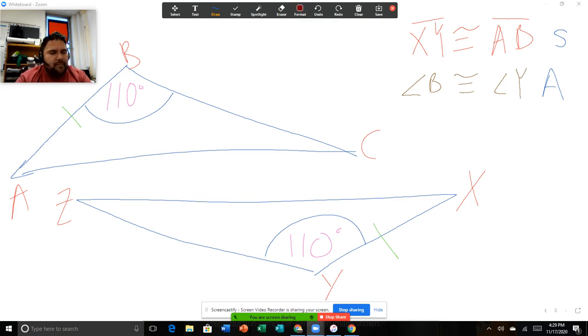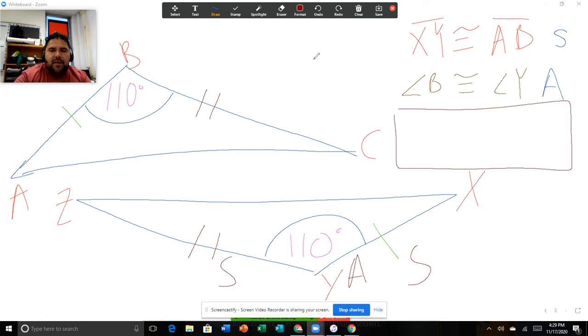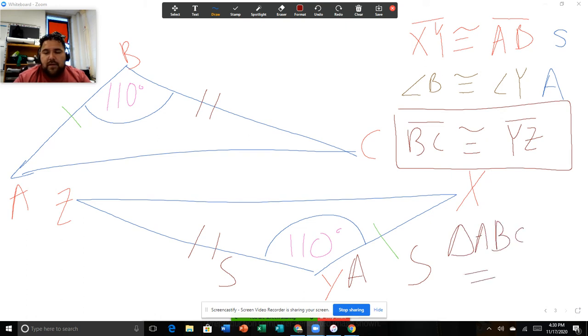So there's that bell. Okay, BC. What we need is BC congruent to YZ so that we have side angle side. So my last missing statement should be that BC is congruent to YZ. And with that statement, I can say that triangle ABC is congruent to triangle XYZ. Okay, so that's a brief explanation of side angle side. Hopefully this helps you guys out.